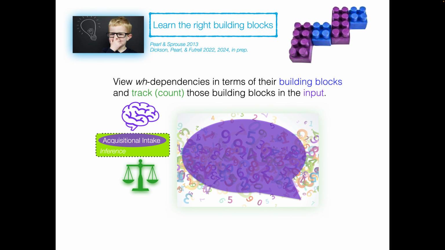And let's dig a little into what that means. The idea here is that the child's viewing WH dependencies in terms of the building blocks of those dependencies, and tracking or counting, or otherwise being aware of, the frequency of those building blocks in the input, right? So that's the goal of acquisition: these building blocks and how frequently they occur, and you're trying to figure that out from your input.